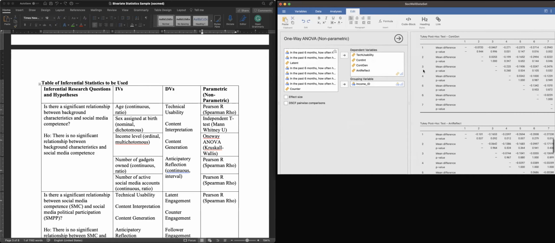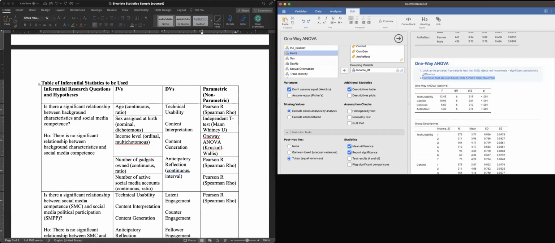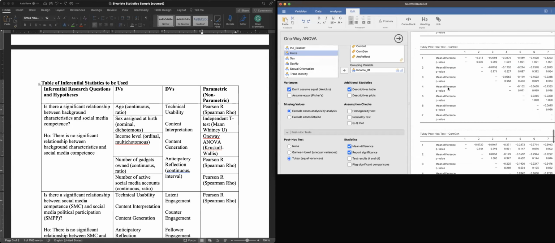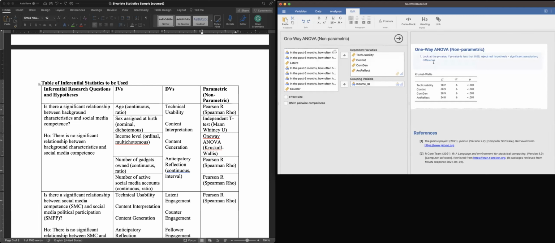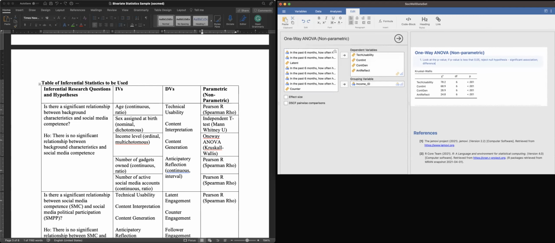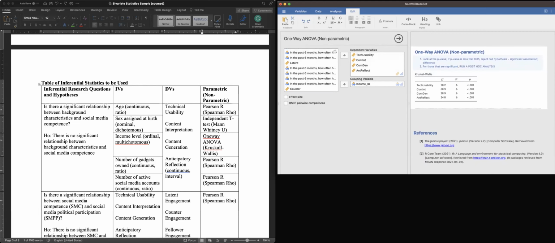For those that are significant, run a post hoc analysis. Sir, what if it's not significant? If there's no significant difference, the p-value is not below 0.05 for any of the components, then you don't have to run a post hoc analysis anymore because it's not significant. It just so happens that for this particular one, they're all significant.